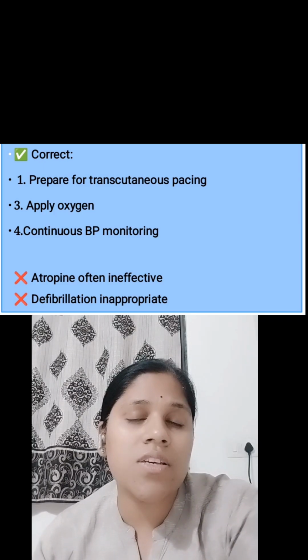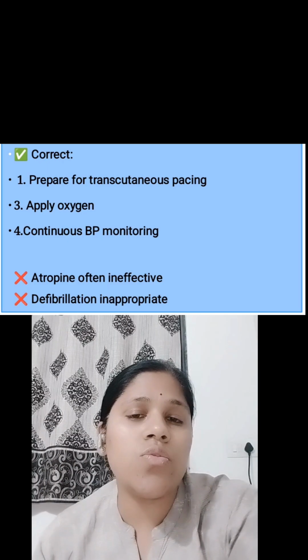Atropine cannot be given in third degree heart block because it is ineffective, because there is some problem with the conduction system of the heart. And defibrillation is again inappropriate because the patient has some heart rate. If there is no heart rate, an absolute absence of heart rate, then we can opt for defibrillation. This is the wrong option.